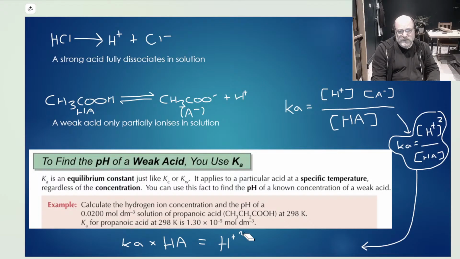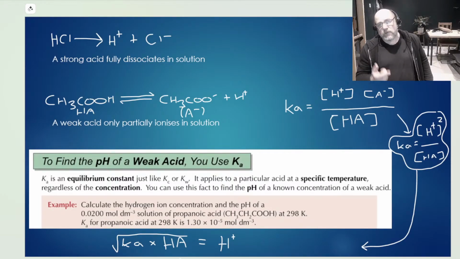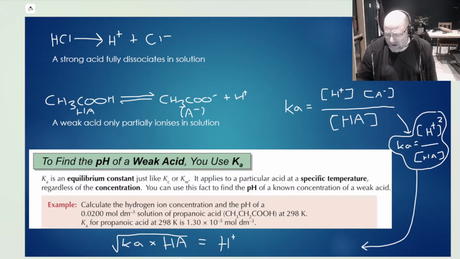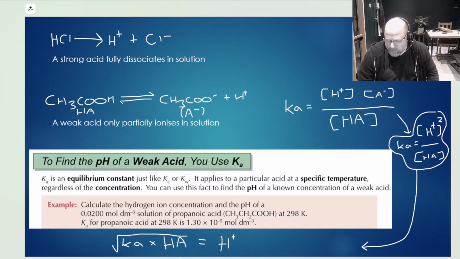So what you're going to do here, square root both sides, and you'll get used to these. These will be like falling off a log once you've done the practice on them. So the square root of Ka times the acid gives you the hydrogen ion concentration. We don't use Mr in these generally unless they give you grams of something, and there are some questions where they do that, certain buffer questions. So what you're going to do is the square root of Ka times the acid.